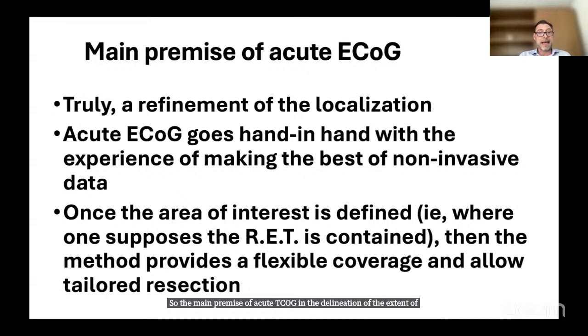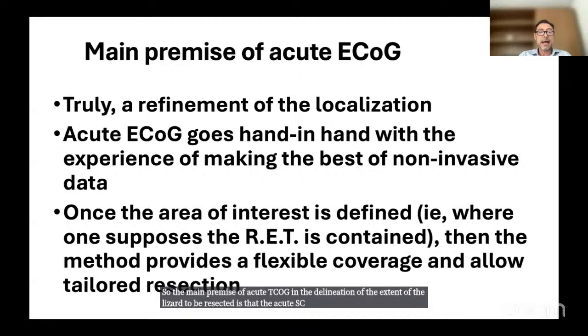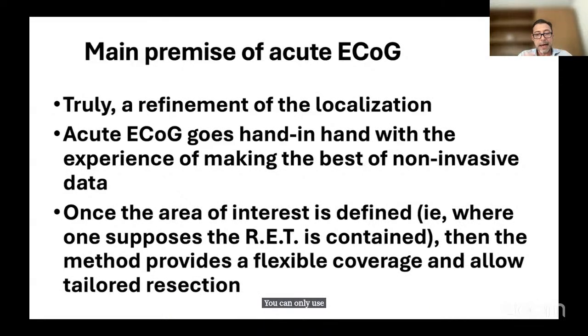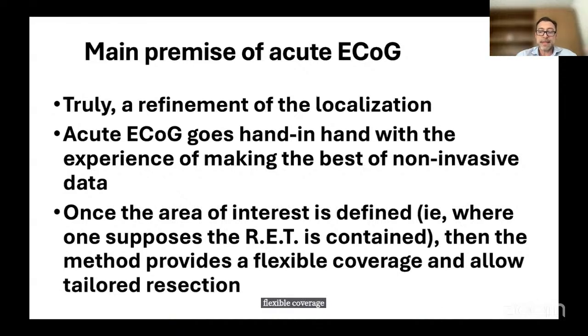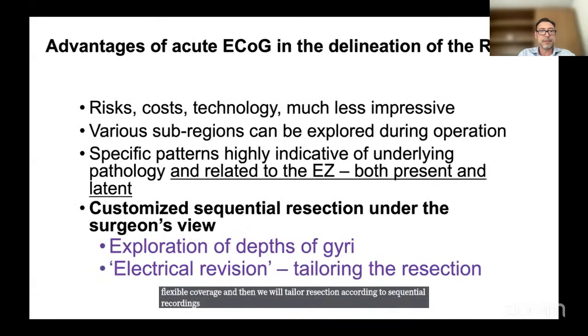So the main premise of acute ECOG in the delineation of the extent of the lesion to be resected is that the acute ECOG goes hand in hand with the experience of making the best of non-invasive data. Of course, you can only use this if you can manage well the non-invasive data, including semiology, okay? Because then the method provides what we call a flexible coverage, and then we tailor the resection according to sequential recordings of the acute ECOG. Okay, there are these advantages.